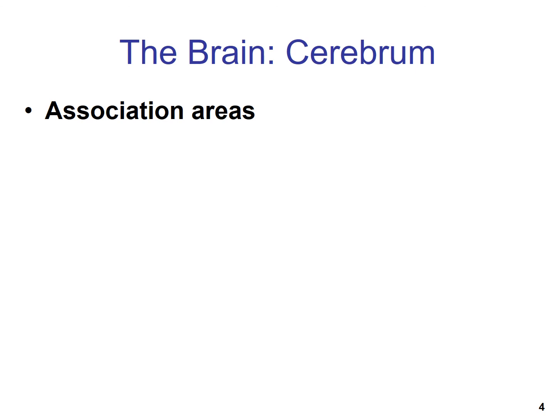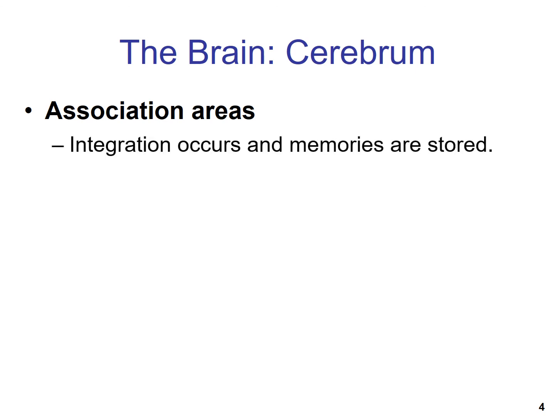So the cerebrum contains what are called association areas, and this is where integration occurs and memories are stored. So basically what these association areas are going to do is identify the data that are coming in. For instance, the visual area of your brain would allow you to see something, but the visual association area is going to allow you to identify what it is that you're seeing. And it's able to do that because these association areas store memories.